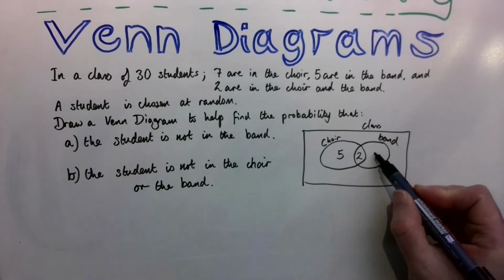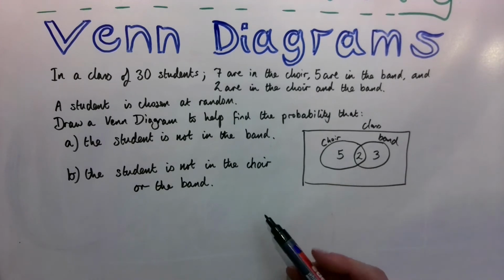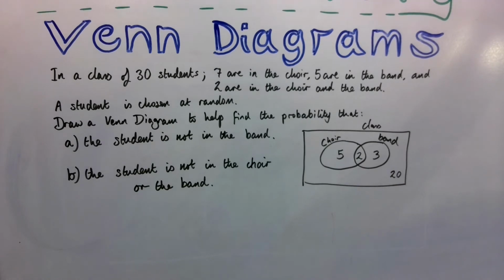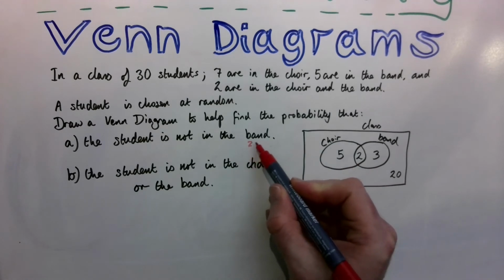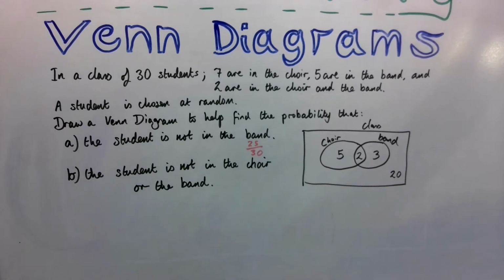5 in the band, so 2 plus 3 is 5. Now altogether, how many students is that? That's only 10. So there must be another 20 students there. Now that we've got that, we can use that to find out the probability that the student is not in the band. Well, we've got 5 students in the band, and we've got 20 plus 5, making 25 out of 30 that are not in the band. So the probability is 25 out of 30.